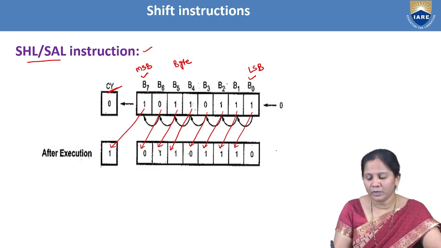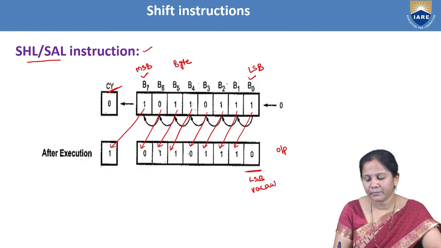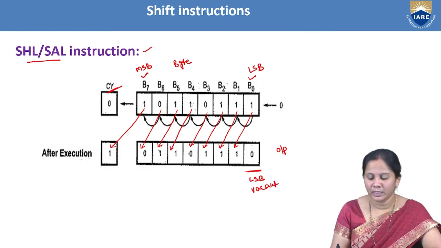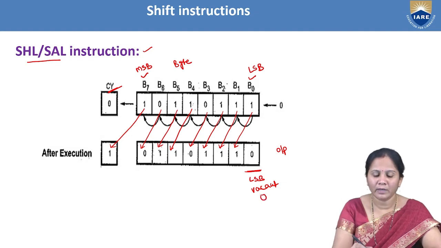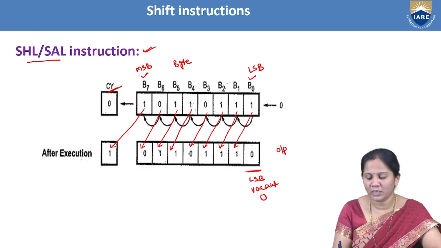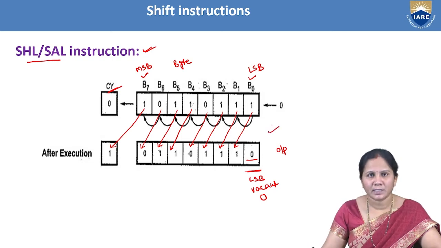So what about the output? In the output, the LSB bit will be vacant. This LSB bit will be filled with 0 when the SHL and SAL instruction is executed. That is why this vacant bit is filled with 0. In this way, the SHL and SAL instructions operate, and the shift left operation is performed only by 1 bit.